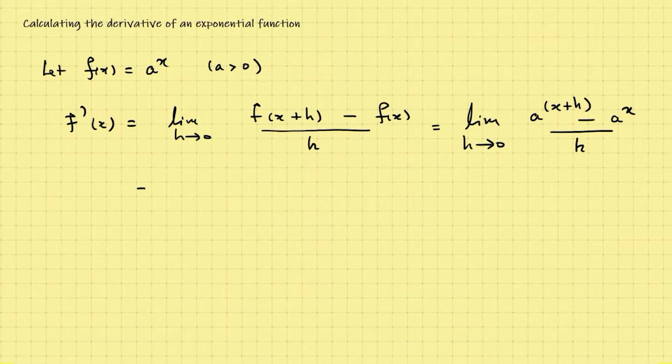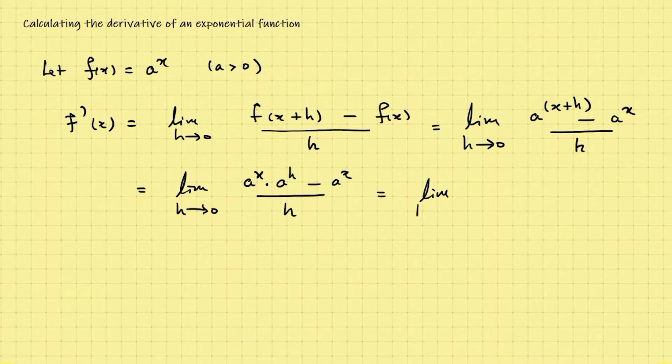And now here, perhaps we can write down the numerator by using rules of indices to expand out the powers in some way. So a to the x times a to the h, and then minus a to the x, and the whole thing is over h. And at this stage we can factorize this, right?